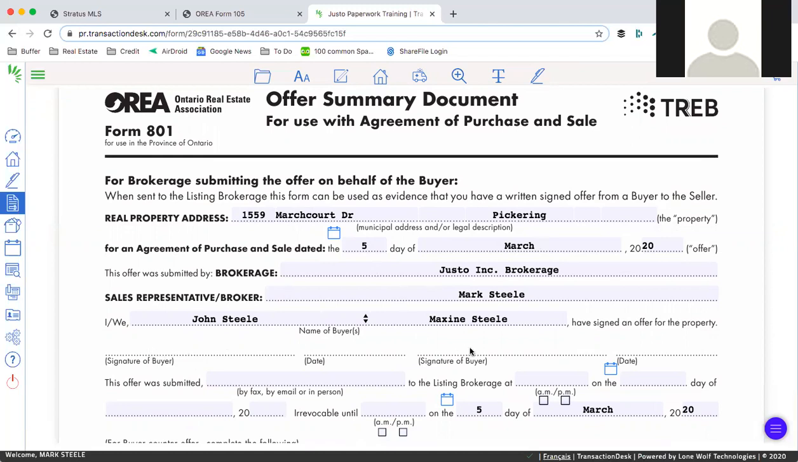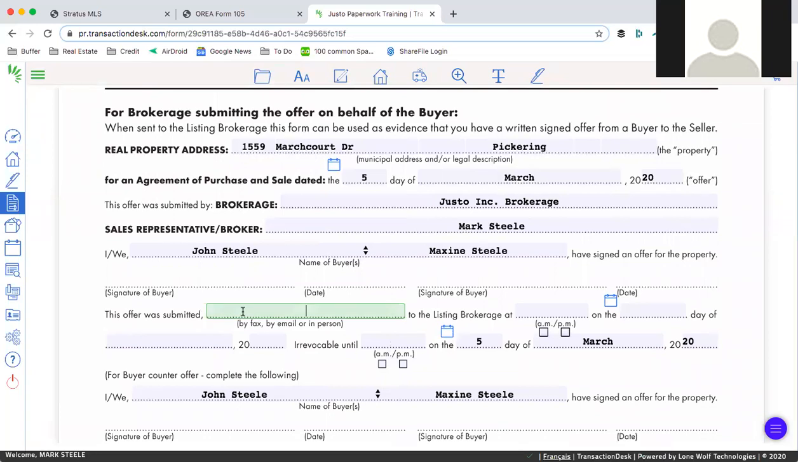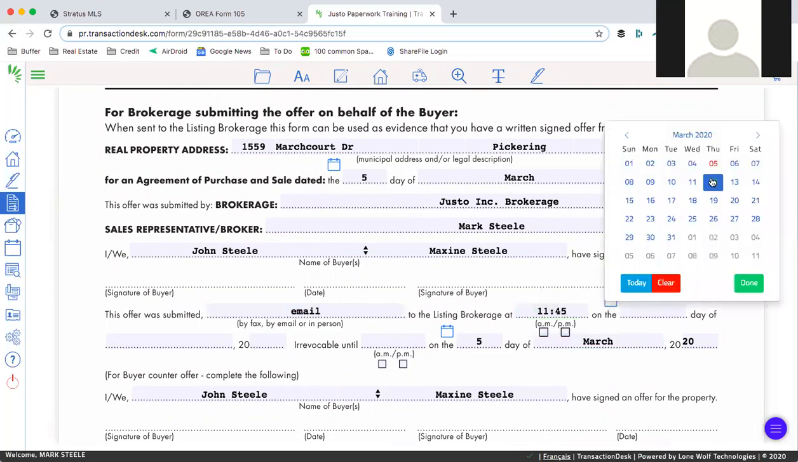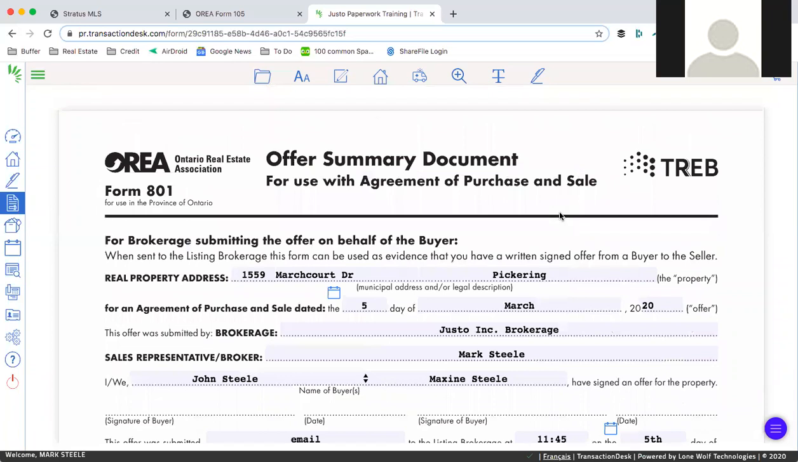They're going to sign on the appropriate lines and put the dates. And then you'll say this offer was submitted by email, for example, to the listing brokerage at 11:45 a.m. on today's date. And it's irrevocable until 1 p.m. on today's date. Okay? So this document is essentially just a record of the offer, saying when it was submitted, how it was submitted, and how long the other side has to agree to your deal.